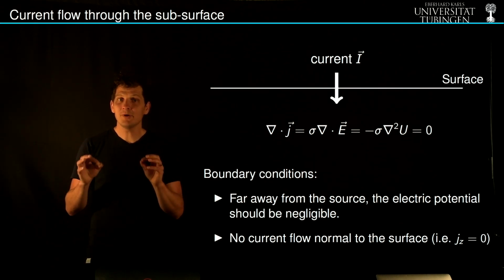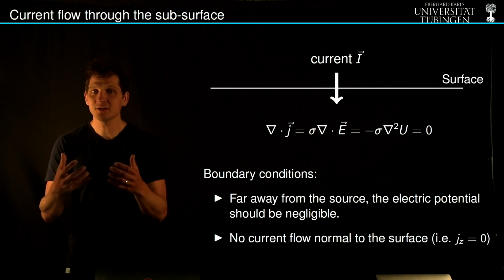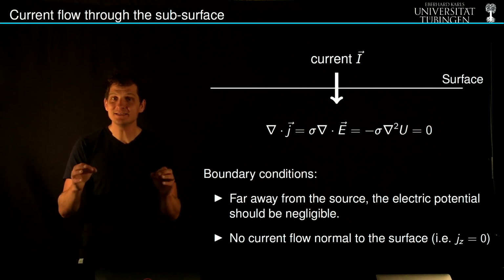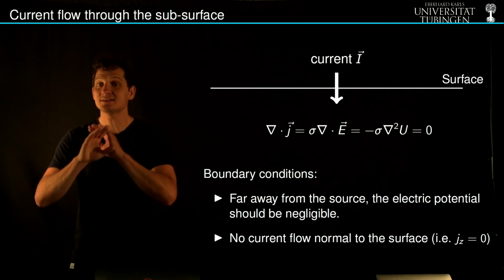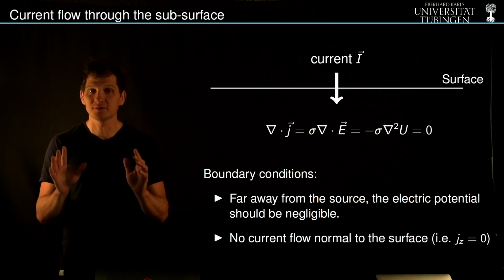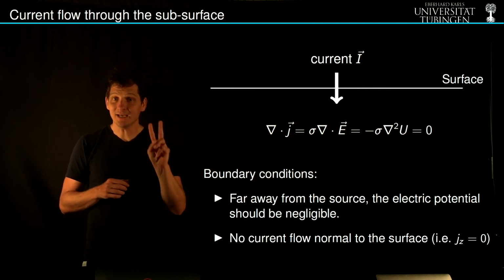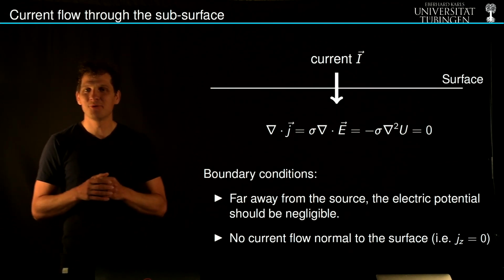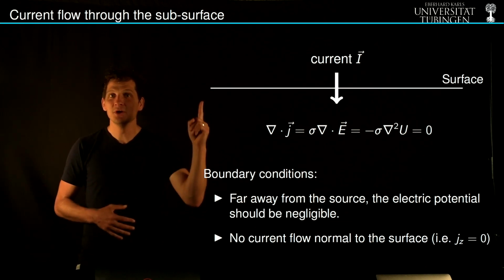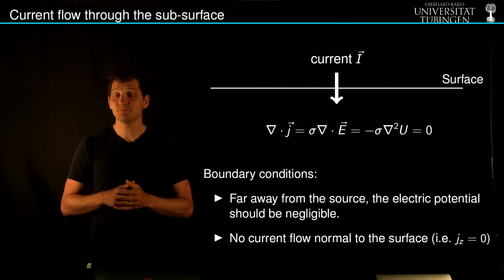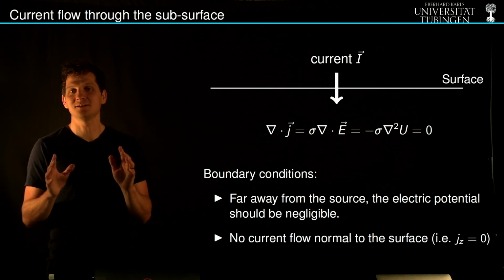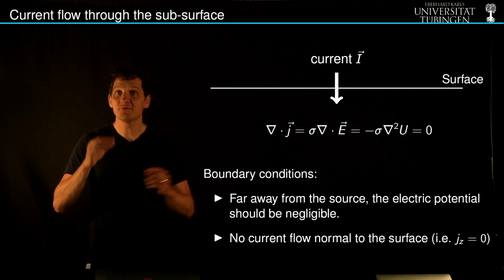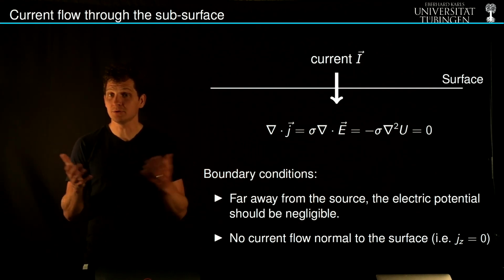First, far away from the source, the electrical potential should be negligible. I am sure that right at this instance, somebody is doing a resistivity survey somewhere around the world, and I surely don't notice this in this very room. Second, please no currents above the surface, which would not be good for the person doing the survey, and therefore the component normal to the surface of J must be 0. Air is a good insulator, so the current should not shoot out of the surface, but we have no problem if it flows parallel to it.